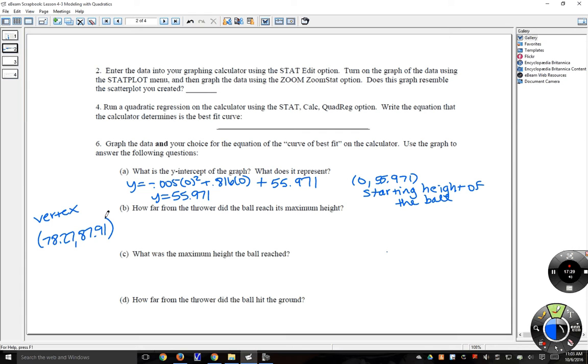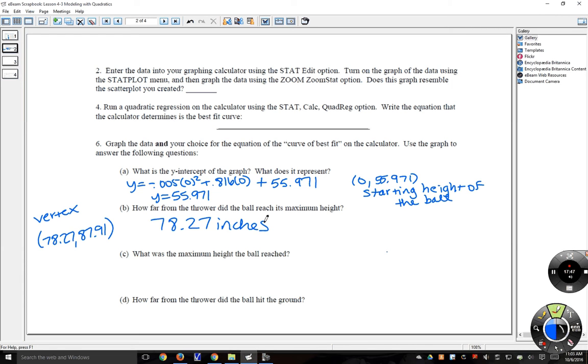You want to look at the overall trend of what's happening. Okay? So this is our vertex point. So what answers the question, how far from the thrower did the ball reach its maximum height? Natalie? 78. Good. 78.27 inches.